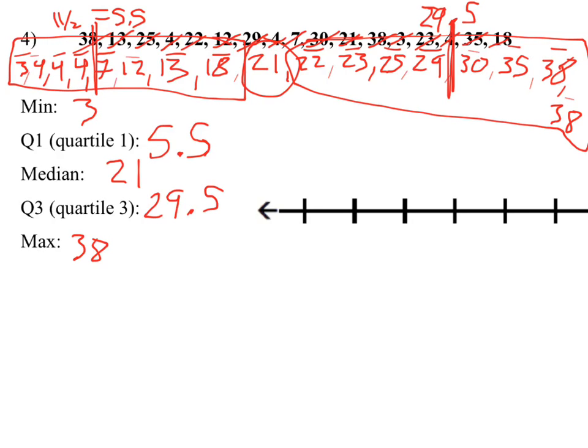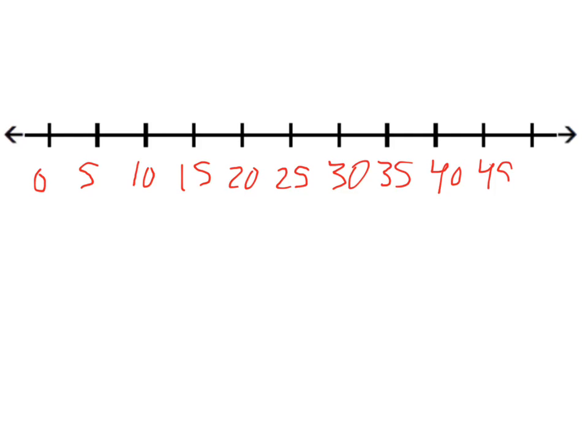Excellent. And now it's time to make the box plot. I need to go from 3 to 38. I believe if I start at 0 and count by 5s, that'll get me far enough. So let me do that. 30, 35, 40, and then 45 and 50. Okay, so that gives you this.